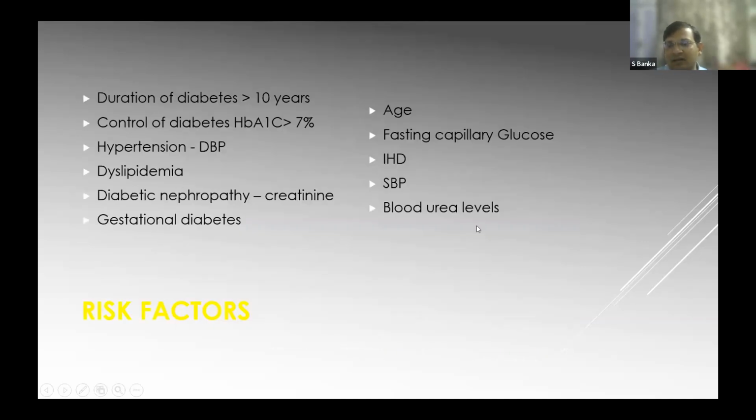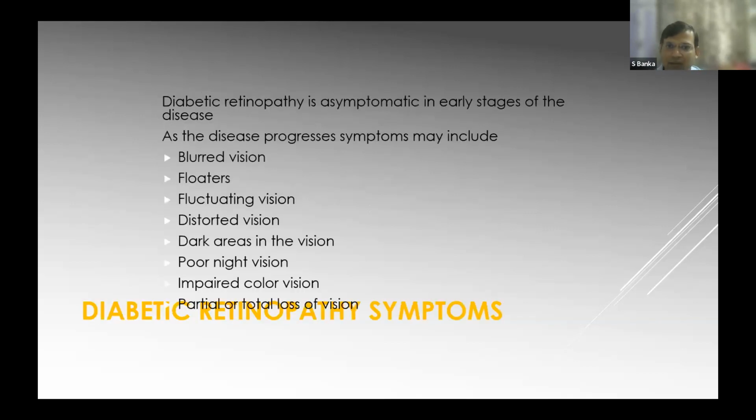Now, what are the risk factors of diabetic retinopathy? We all know that the duration of diabetes is the most important risk factor. And definitely, if the diabetes is not under control, the patient is again at a higher risk of getting diabetic retinopathy. Apart from that, hypertension and dyslipidemia can also contribute to increased chances of getting diabetic retinopathy. Then patients with gestational diabetes are again at higher risk of getting diabetic retinopathy.